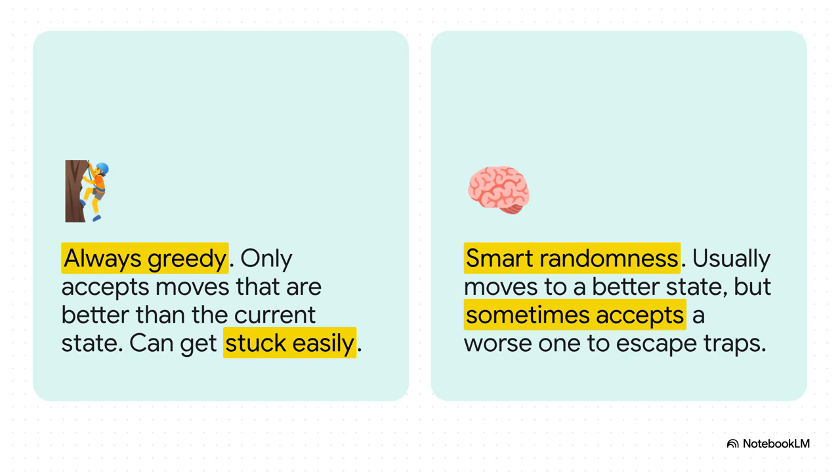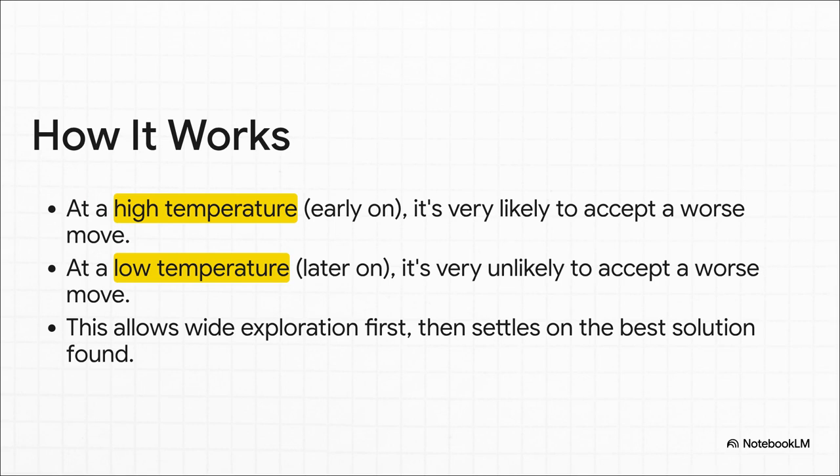And you're probably thinking, why on earth would it do that? Well, that bad move is how it jumps out of those little valleys we talked about. It's the key to escaping a pretty good solution to go find the best solution. It's incredible, really. And it's all controlled by this idea of temperature. Just think of it like this.